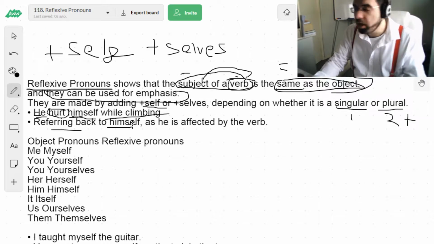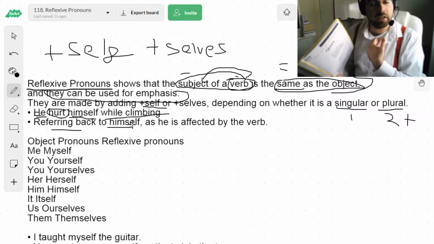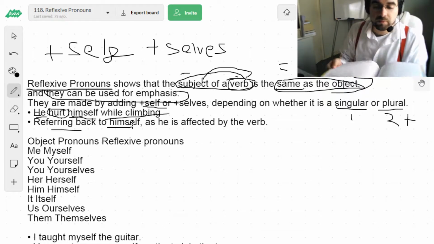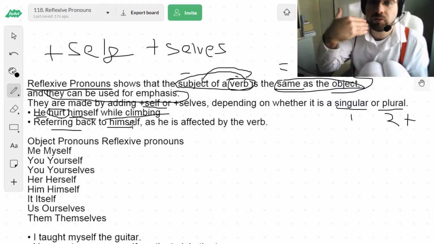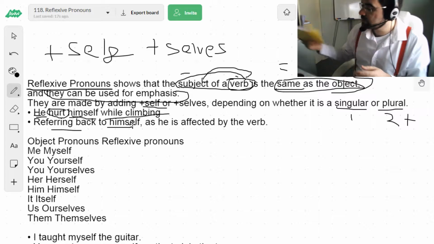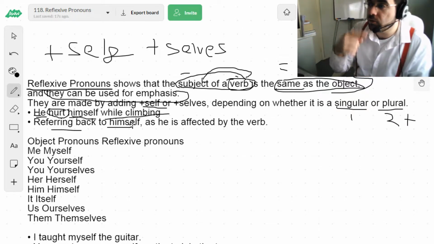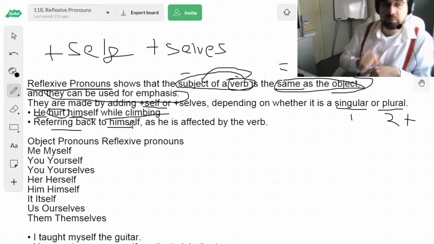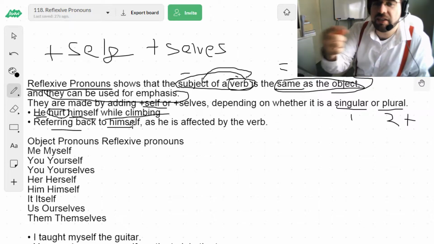I, subject, read. I read to myself. I talk to myself. Yeah, talk to myself. Oh yeah, definitely. Blah, blah, blah. Yes, I'm referring back to myself, the one that's speaking.